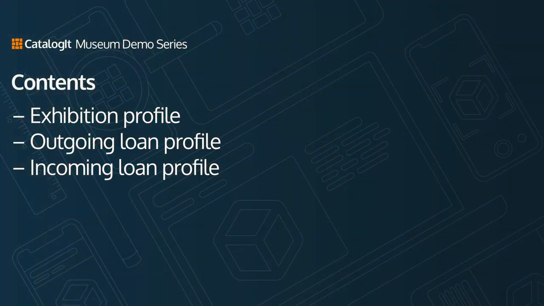Today we'll be talking about exhibitions and loans. Exhibition creation and lending and borrowing processes are crucial for the fulfillment of any museum's mission. Oftentimes, tracking your exhibitions and loans can feel like you're monitoring a bunch of moving pieces. But with these three CatalogIt profiles we'll show you today, the exhibition profile, the outgoing loan profile, and the incoming loan profile, we'll show you how to simplify and streamline these tasks, helping your team stay organized and accountable to all the parties involved. Dan, let's get started.